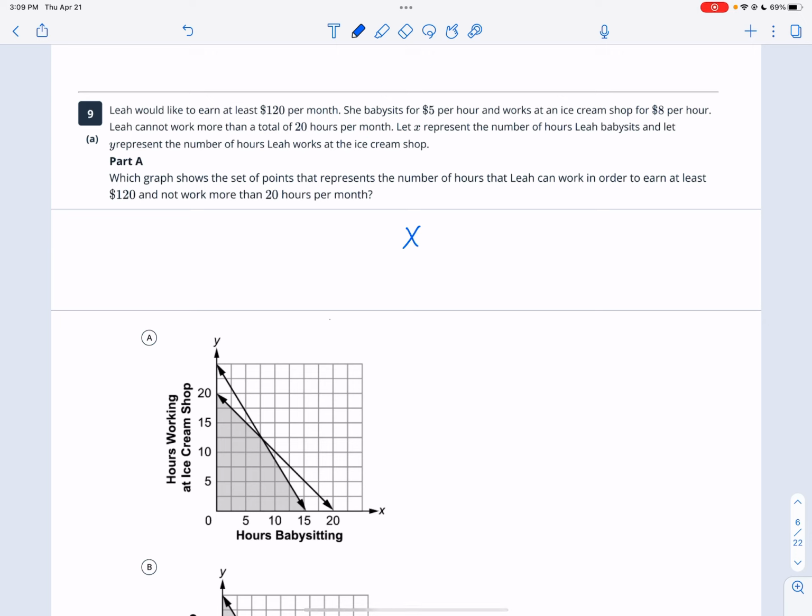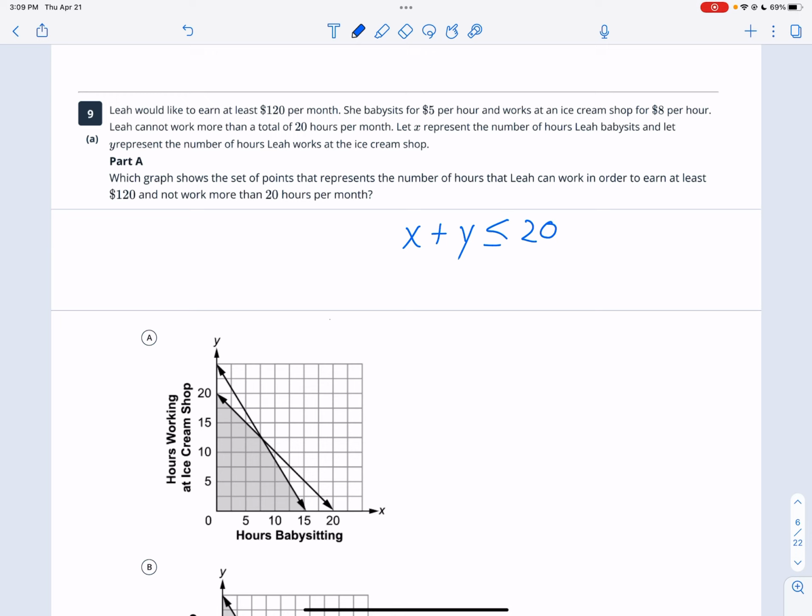So really, the time that she spends babysitting plus the time that she spends in the ice cream shop has to be less than or equal to 20, because those are our constraints. She cannot work more than 20 hours, which means that the amount of time that she works has to be less than or equal to 20. All right, now let's look at the next.